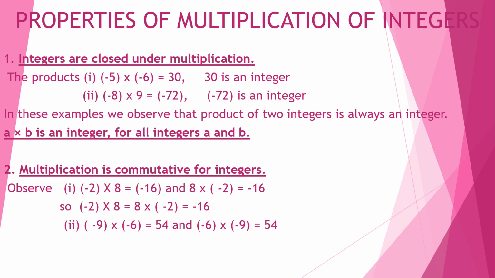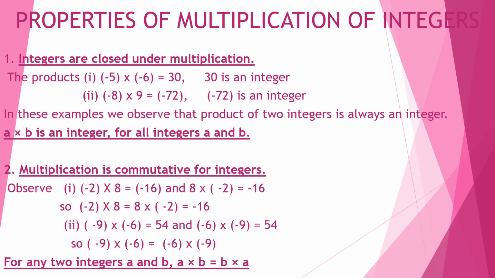Minus 9 into minus 6 gives me 54 and minus 6 into minus 9 also gives me 54. The two products are the same. So for any two integers a and b, we say a into b is equal to b into a.